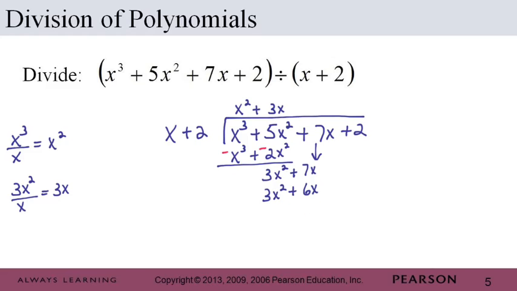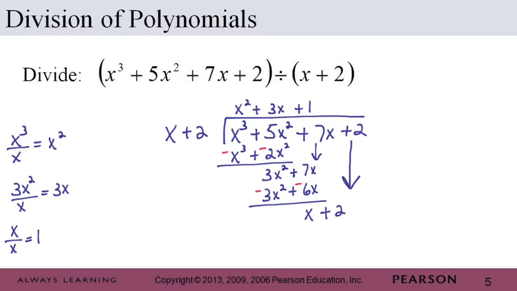Okay, now it's time for subtraction, so we change signs and add. And 3x squared minus 3x squared is nothing, but 7x minus 6x is 1x. Pull down. Okay, how many times will x go into x? That's 1, of course. And then we visualize x over x. We get our 1, so we put the plus 1 here on the line. And then we multiply back.